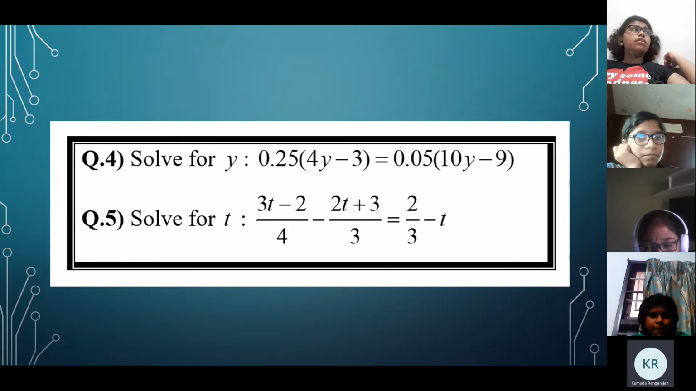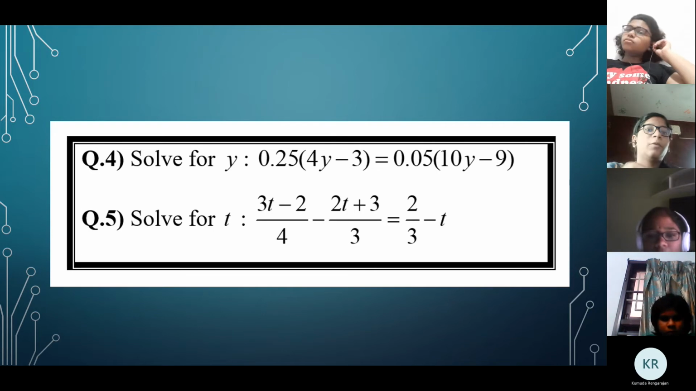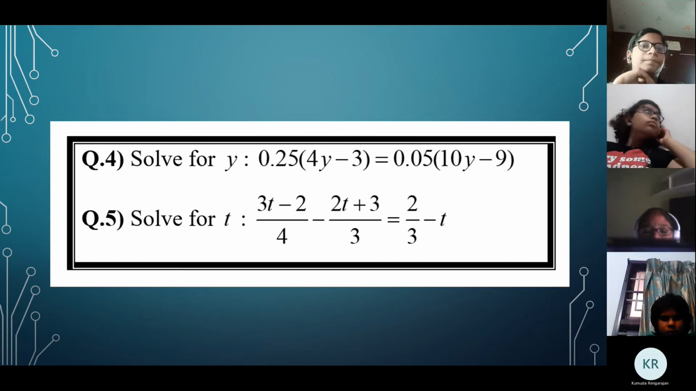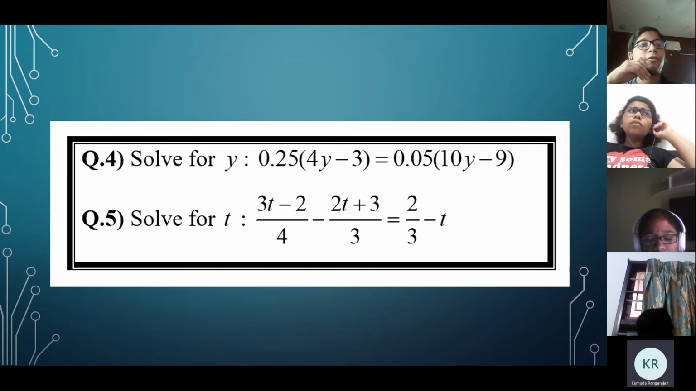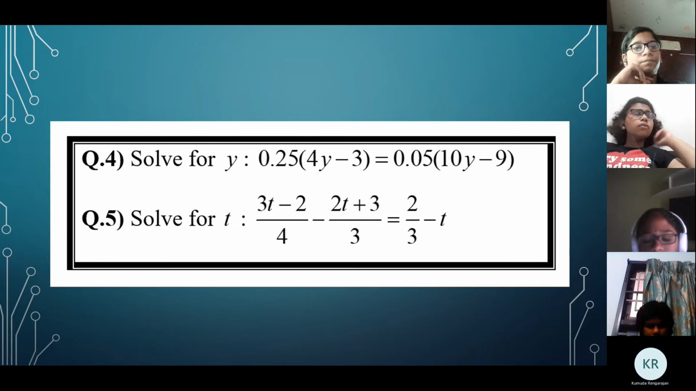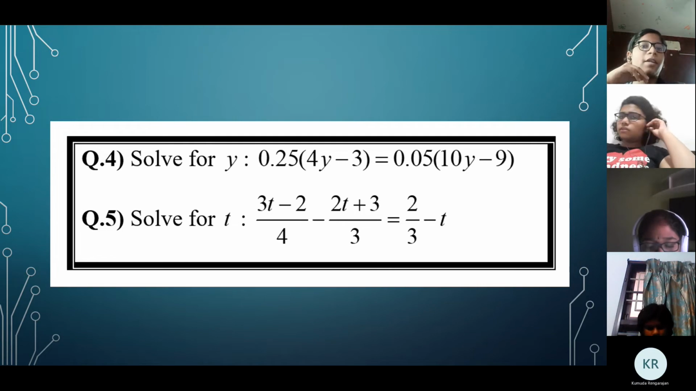Okay, so 1, 2, 3 we have discussed. Let's see 4 and 5. How do you write 0.25 as a fraction? Ma'am, 25 by 100. And the simplest form of 25 by 100? Ma'am, 1 by 4. What's the fractional form of 0.05? 5 by 100, ma'am. And the simplest form?